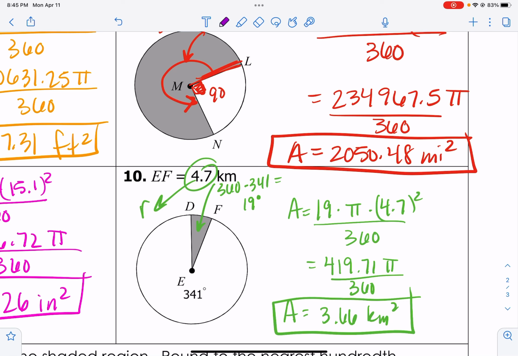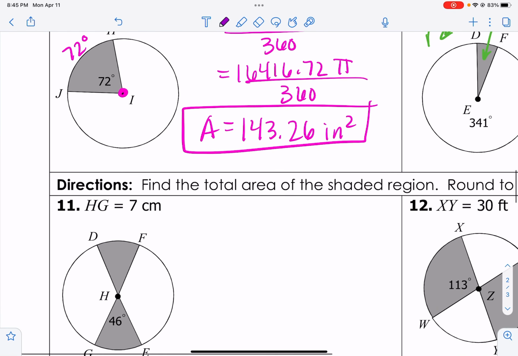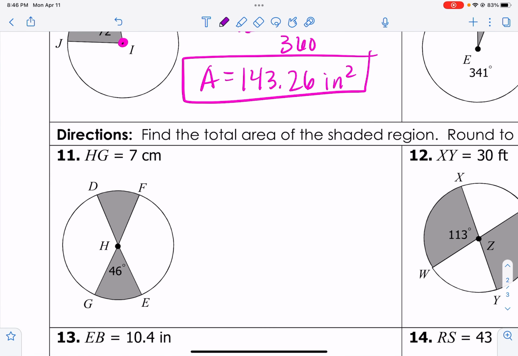So it's just a matter of plug and chug. The only really tricky thing about this is knowing the formula and where to plug things in. So now let's take it one more step and look at some problems that require that you go another step. So now I have more than one shaded region.